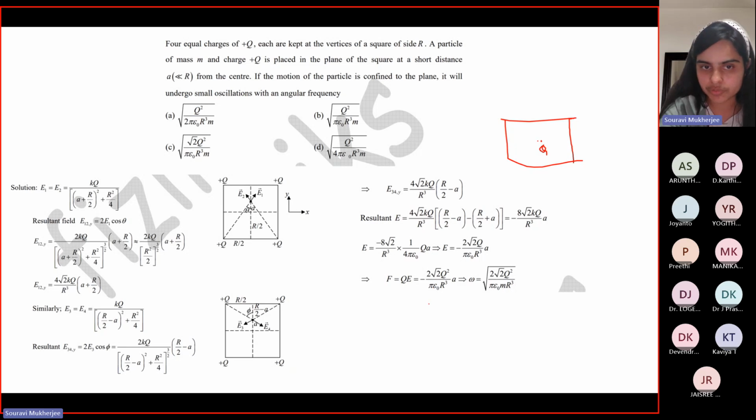A is your displacement from the center. So omega square A is the functional form of F if there is some oscillation. So from here, if you compare, you'll get an expression for the angular frequency, right? So that's how one can address this kind of questions.